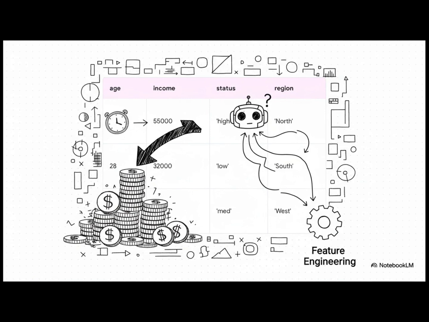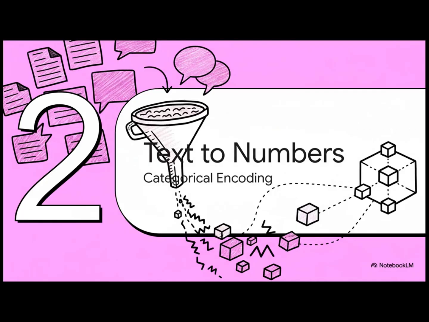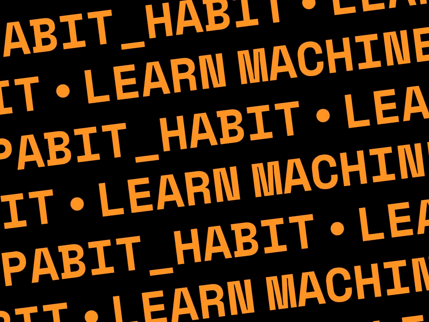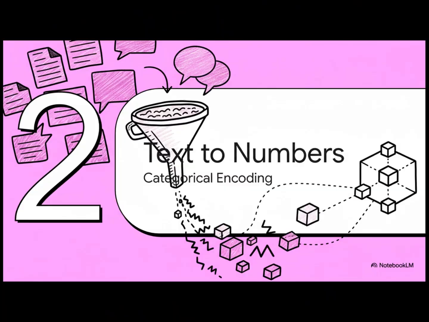Just take a look at this raw data. We've got numbers, sure, like age and income, but then we have text, like hi or north. A model has zero idea what north means. And just look at the difference in the numbers. An income of 55,000 is going to look way more important to a model than an age of 45, just because the number itself is so much bigger. This is the problem we've got to solve. So our first job is pretty clear. We've got to translate all that text into numbers that a model can actually work with. Let's dig into how that's done.